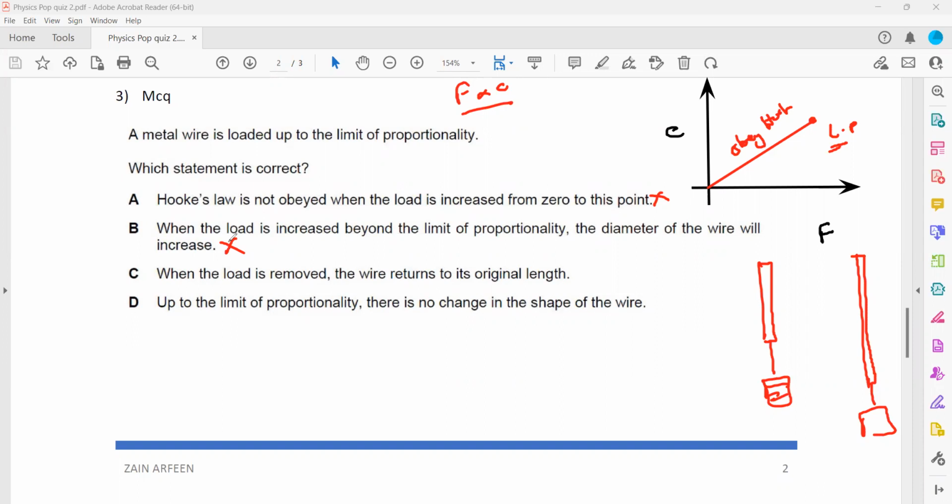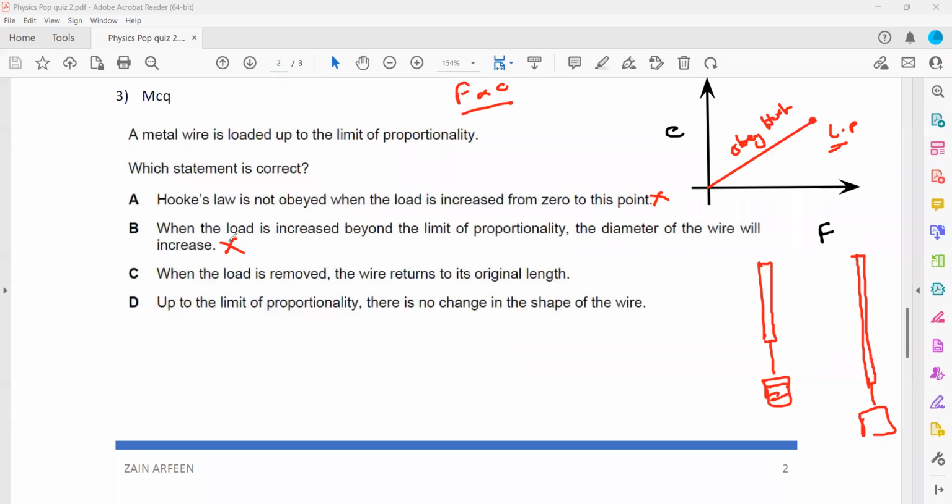Like, for example, say you have a rubber band in your hand and you're stretching it from both ends. What you will find is that the rubber band starts to reduce in diameter, in thickness.